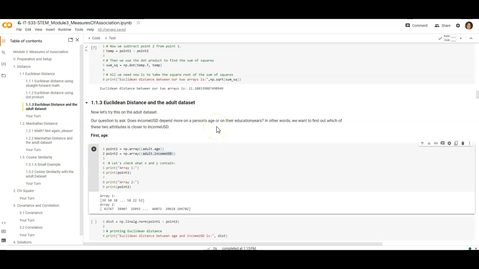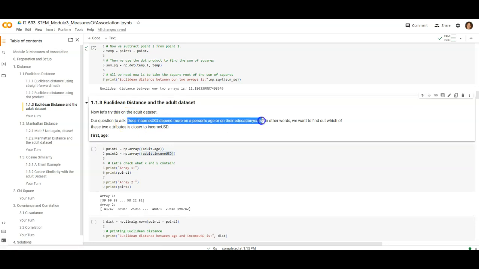All right, now let's apply what we know to the adult data set. The question that we need to solve is, does income USD depend more on a person's age or on their education years? So what we need to calculate is the distance between income USD and a person's age, and the distance between income USD and education years. Then we compare these two distances and we find out which distance is shorter.